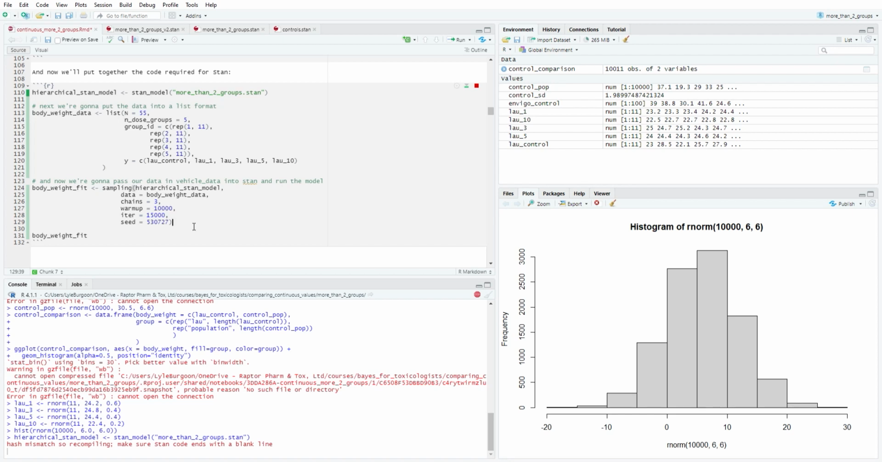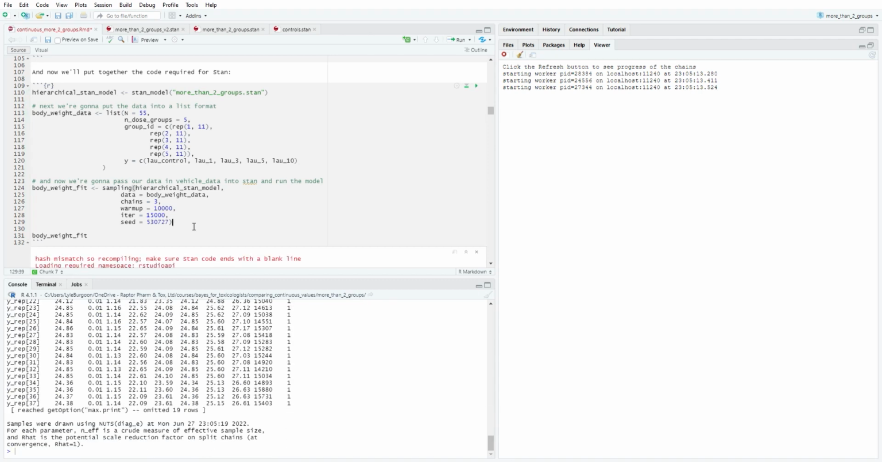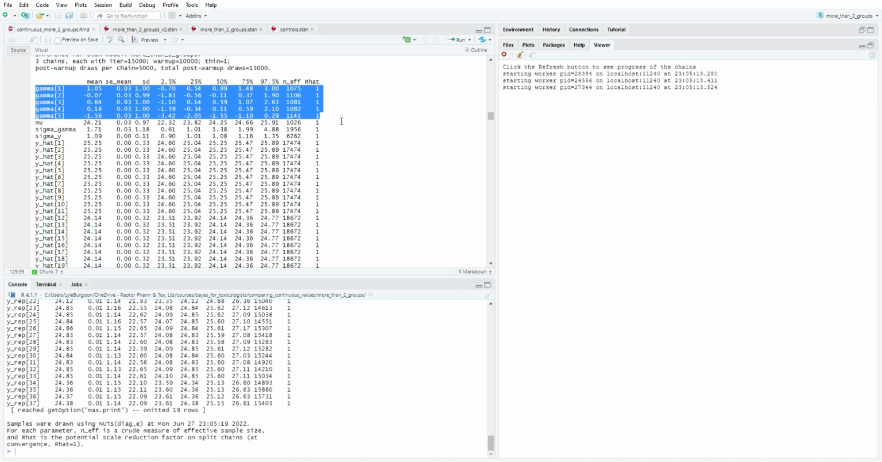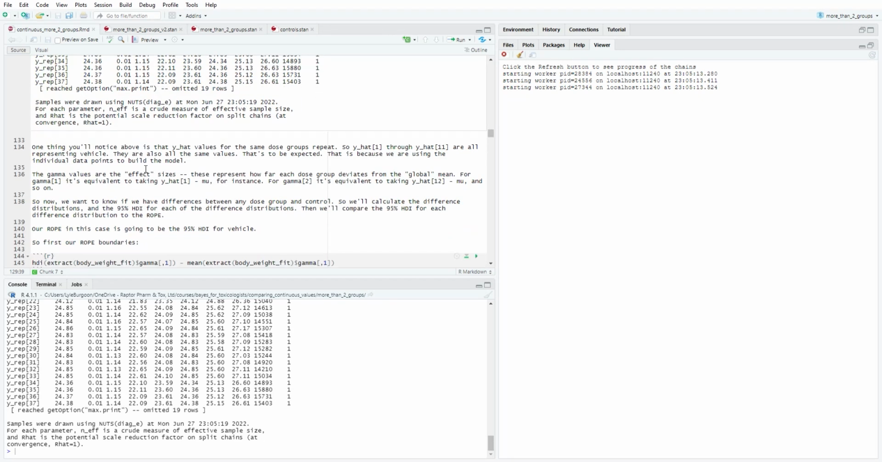I had made some changes in the commenting, so it needs to recompile one more time. And there it goes, working. You can see it's spitting out quite a bit of stuff here. We'll scroll down. So here we go. These are our gammas. These are our effect sizes. If you want to know how this all plays, I explain it down here.